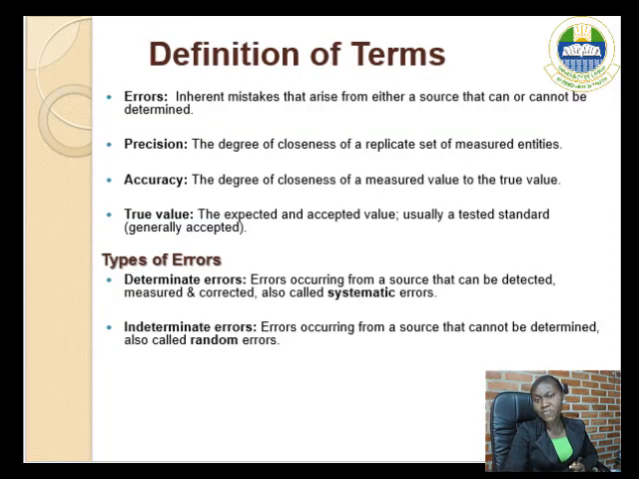Now let's go to our definition of terms. Errors. Errors are inherent mistakes, blunders, that arise from either a source that can or cannot be determined. Precision is the degree of closeness of a replicate set of measured entities. And accuracy is the degree of closeness of a measured value, just one value, to the true value.